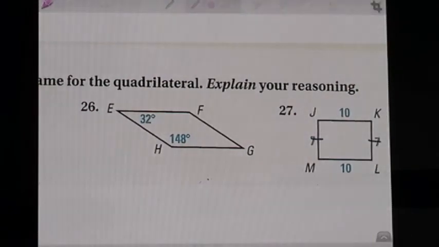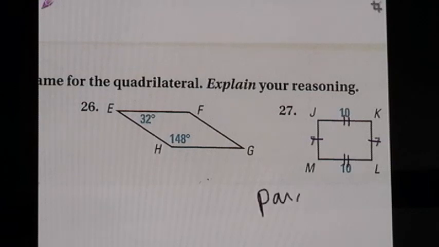All right, we know that 7 is congruent to 7. So we have opposite sides being congruent. We have nothing about right angles. So this is a parallelogram, since all we know is that opposite sides are congruent.